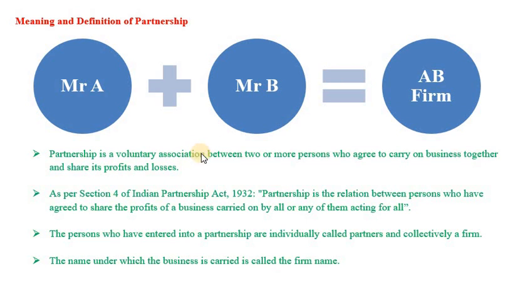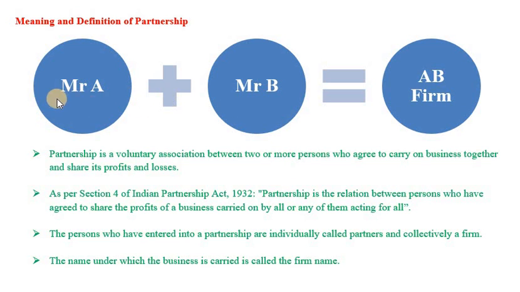Partnership is a voluntary association between two or more persons. So Mr. A and Mr. B are voluntarily coming together to form AB firm. So this AB firm must be a voluntary association. No one should be forced into getting into partnership. A must be voluntarily getting into AB partnership firm and B must voluntarily get into AB partnership firm. So there should be a voluntary association between Mr. A and Mr. B, between two or more persons.